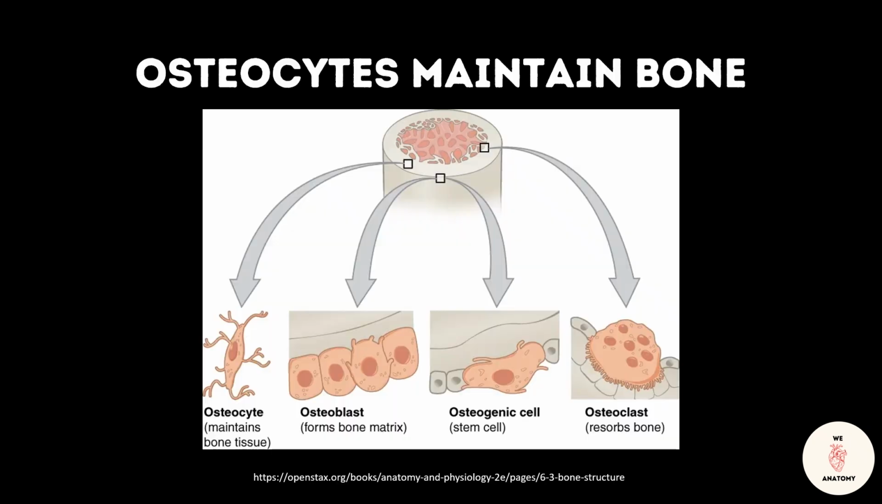It's easiest to start with the second cell here in this picture, the osteoblast. Osteoblasts are responsible for building bones, forming new bone tissue. They secrete collagen and other proteins that create the bony matrix, and then they mineralize it with calcium and phosphate. The substance that they secrete is called osteoid.